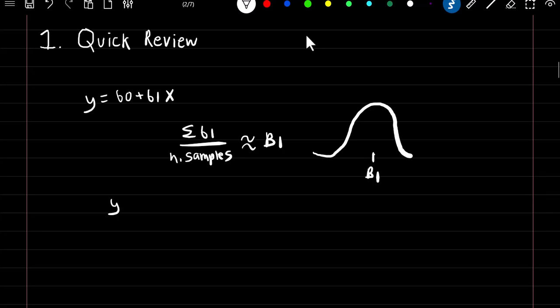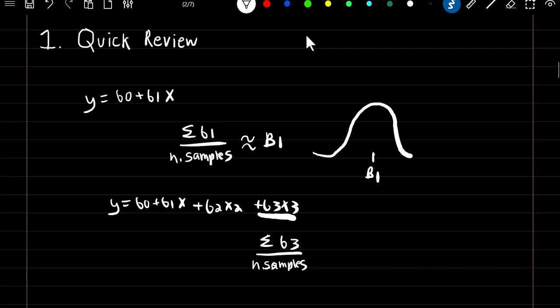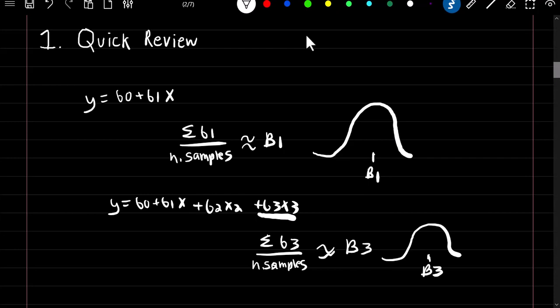Now when we add more predictors, this still stands with each of our parameters. So we could do the same thing for this case, beta 3. So if we sum up all our beta 3 estimates from all our samples, and we divide by the number of samples that we took, this number will approach the true population parameter of beta 3, and will form a normal distribution around this parameter estimate. So that's why we can still take t-tests and still form confidence intervals around each of our parameters.